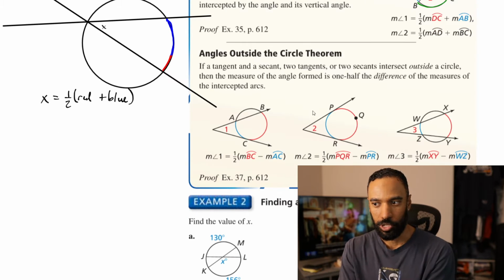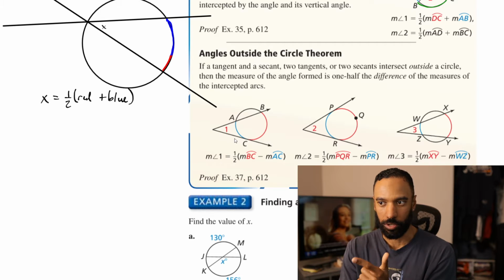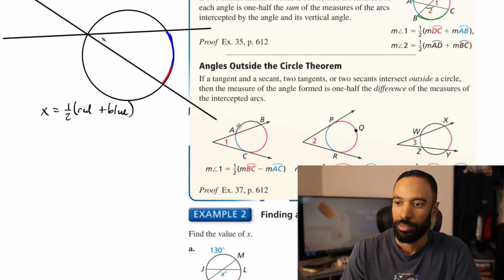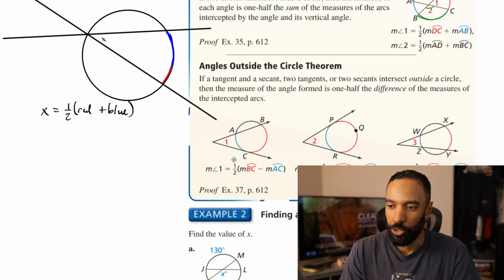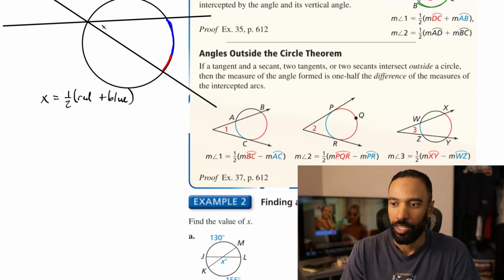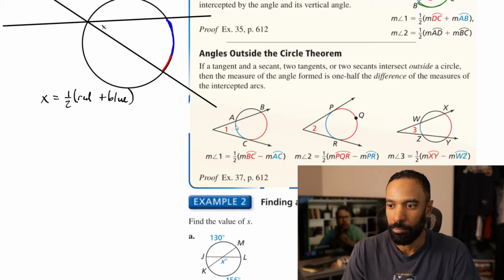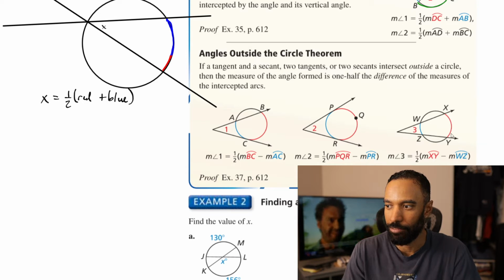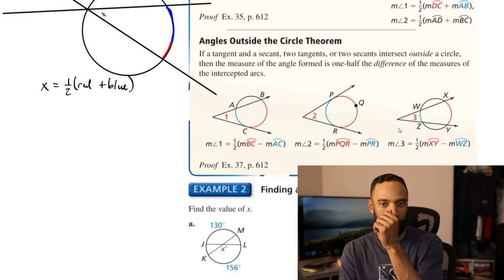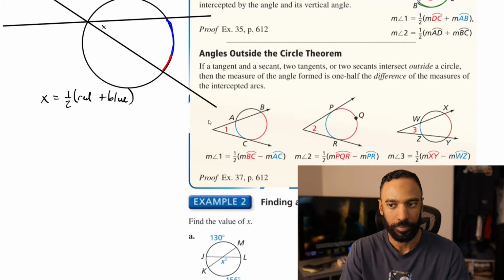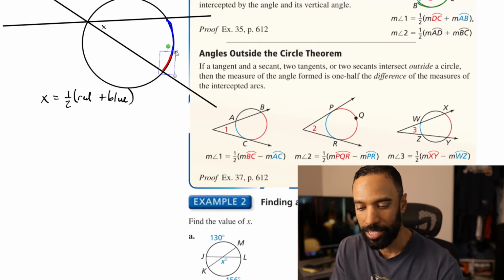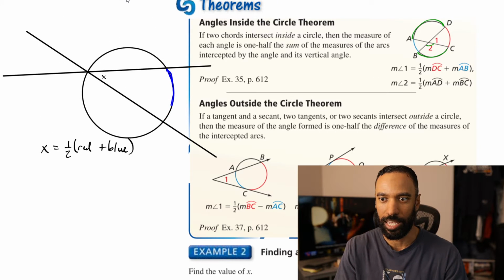Outside the circle, and here's where it's more extreme. Take a look at these ones. They all have the same idea. If you take half the difference of this bigger arc minus this smaller arc, this angle is half of this minus that, and this angle is half of this minus that. Every part of an arc that is captured inside of your angle measures, it's one minus the other. Why is it subtracted, Mr. Robinson? Why are we taking away?